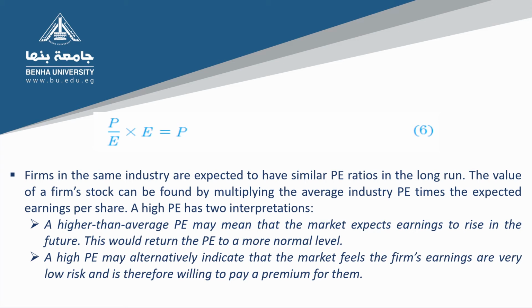Now, a high price earnings has two interpretations. First, a higher than average price earnings may mean that the market expects earnings to rise in the future. This would return the price earnings to a more normal level. Second, a high price earnings may alternatively indicate that the market feels the firm's earnings are very low risk and is therefore willing to pay a premium for them.